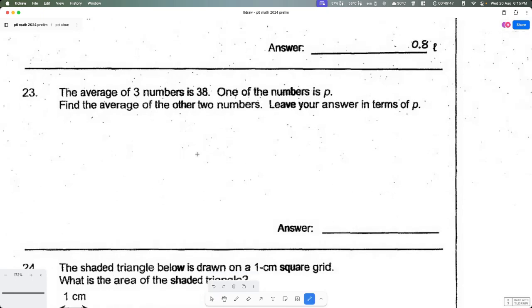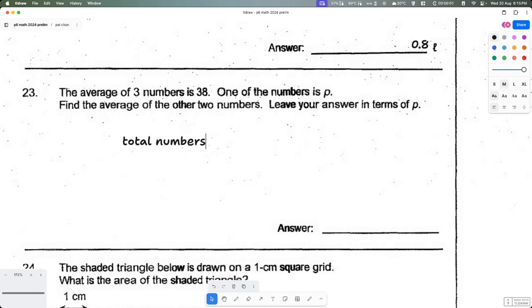Question 23. The average of three numbers is 38. One of the numbers is P. Find the average of the other two numbers. Leave your answer in terms of P. So average of the other two numbers. So total of the numbers is equal to 3 times 38, which is equal to 114.